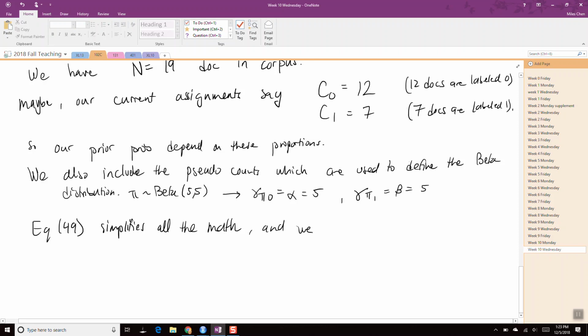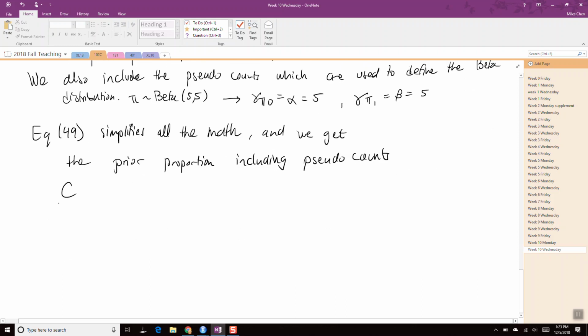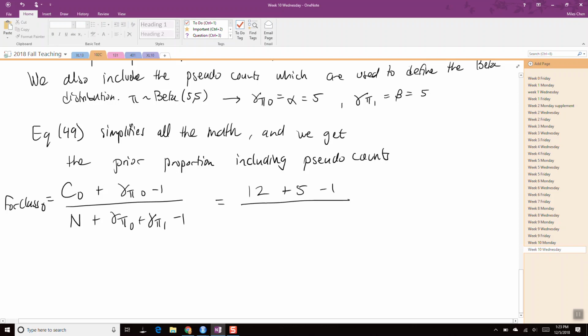And we get kind of the prior proportion, including pseudo counts, to be C for class 0 is C0 plus gamma pi 0 minus 1 divided by n plus gamma pi 0 plus gamma pi 1 minus 1. Okay, so in this case we'll have 12 plus 5 minus 1, and this will be 19 plus 5 plus 5 minus 1.